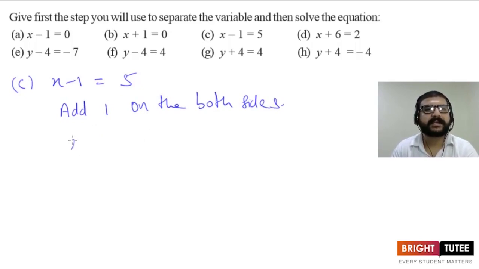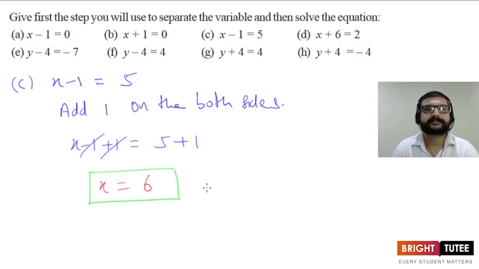So by adding 1, we will get x minus 1 plus 1 is equal to 5 plus 1. Now minus 1 and plus 1 will be cancelled out. So we are left with x here on the left side, and right side will be 5 plus 1, which is 6. Hence the final answer here is x is equal to 6.